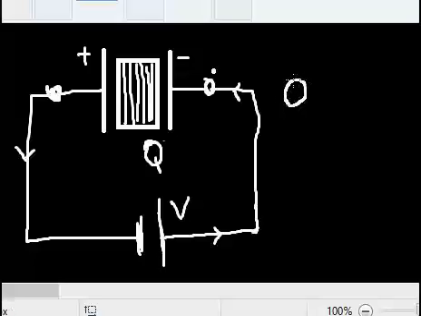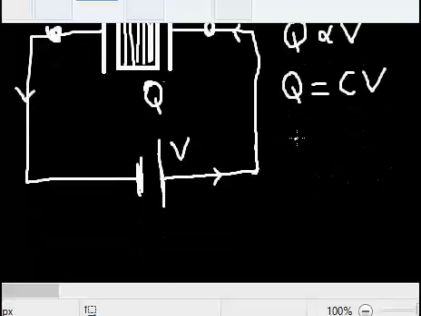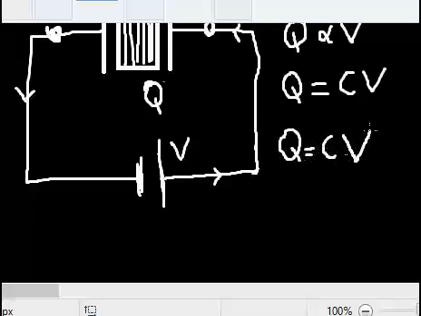So the charge stored by the capacitor, Q, is directly proportional to the voltage supplied to the capacitor. And to change the proportionality to an equality, I will have to bring in a constant. This time around the constant is C. So the quantity of charge that a capacitor can store depends on two things: Q is the product of C and V. So what are these parameters?